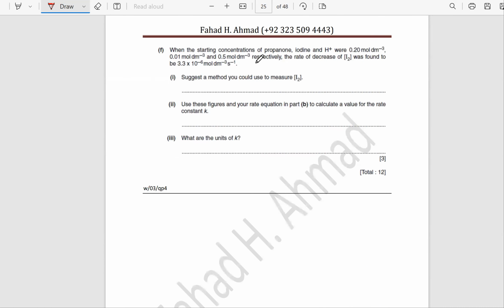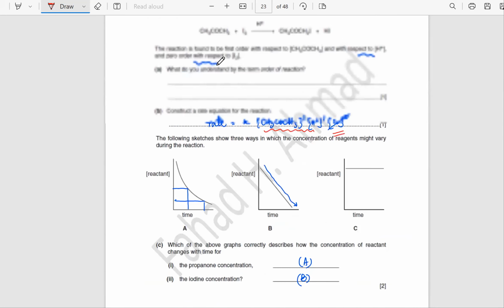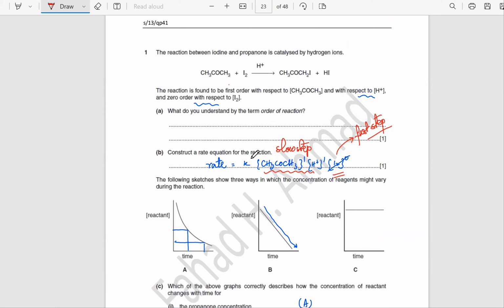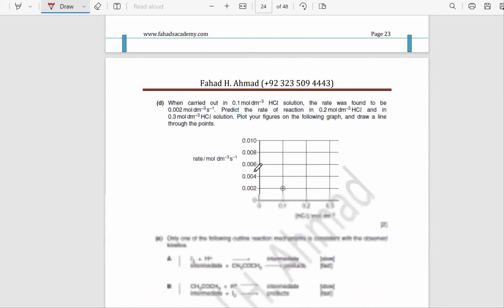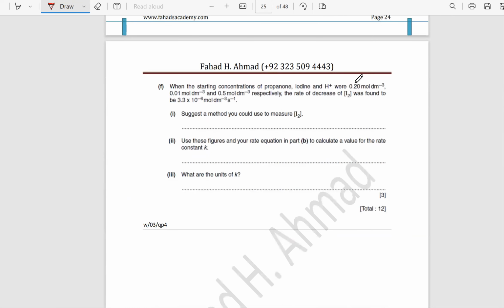Then this is easy, since you've already figured out the rate equation. What was he asking here? Find the value of K. He gave you the values. You already have the rate equation. Where is the rate equation? You can plug in the values and find the value of K. It will come out, okay. He gave the concentration, rate, and concentration of everything. And he's asking you to find the units of K as well. That can also be done.